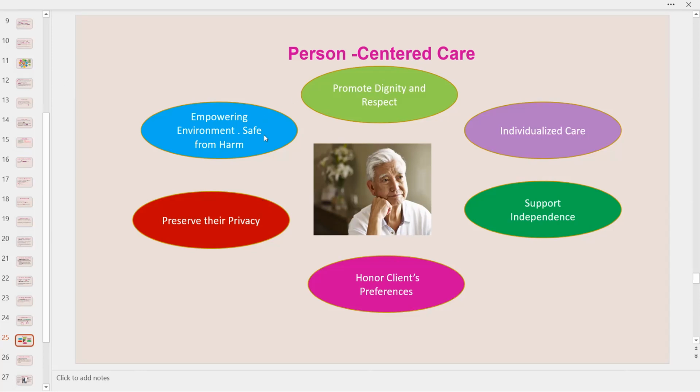Next is empowering the environment. It's always important. Safety is our number one priority. We want to make sure that the surroundings of the client are safe. The machines that are being used on the clients are functioning well. We have the right care plan. We make sure that the hallway is not a trip hazard, or the residence of the person is not a trip hazard.